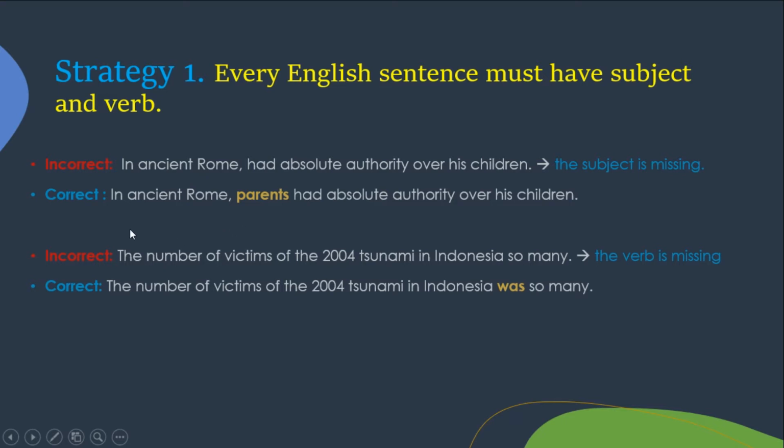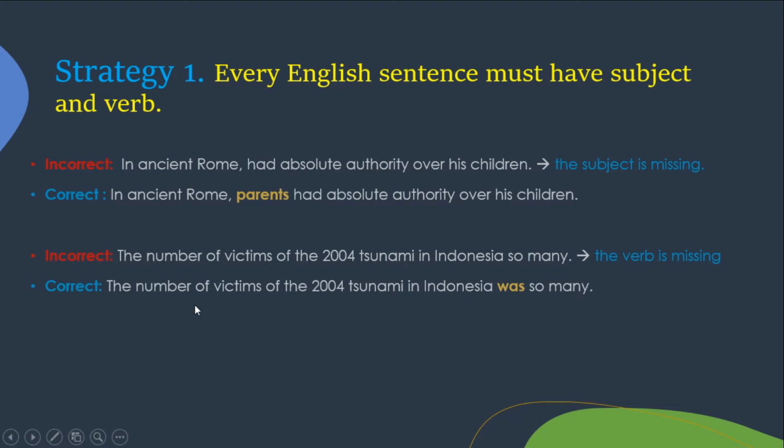Okay, the second example, here as you can see: the number of victims of the 2004 tsunami in Indonesia. So this is a subject, and many is the complement. So what's missing here is the verb. The number of victims of the 2004 tsunami in Indonesia is the subject, so the verb is missing. And then to make it correct, we need to supply the verb.